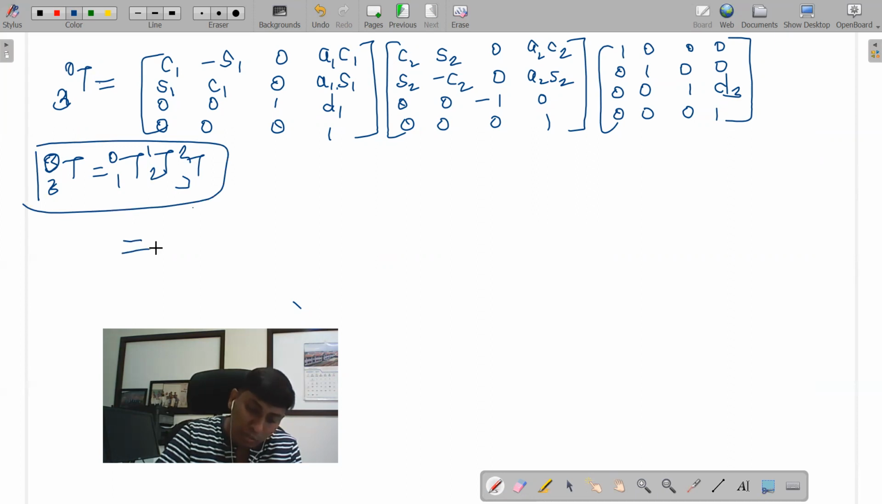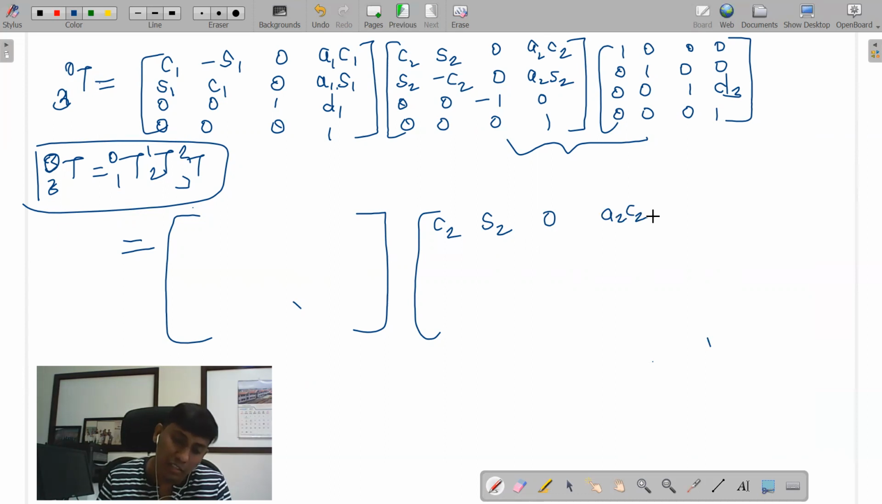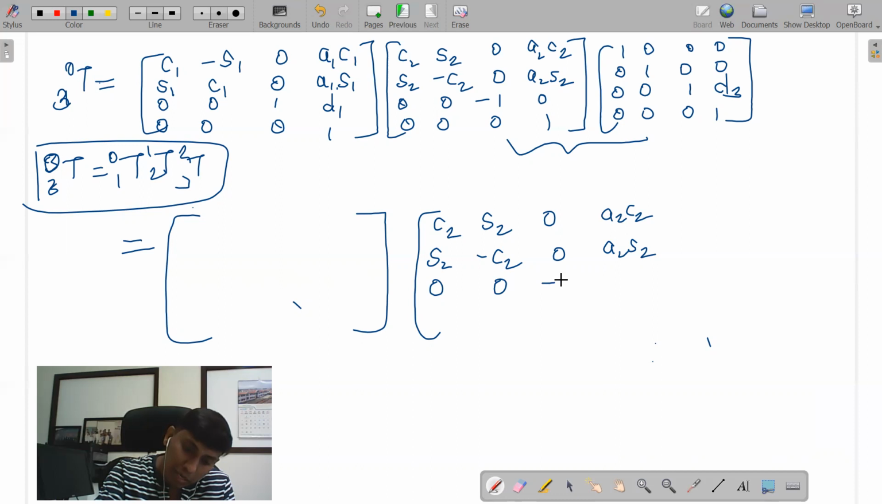Okay, now I want to multiply. I can keep this and multiply these two. First row, first column gives C2. First row, second column gives S2. First row, third column is 0. First row, fourth column, A2 C2 remains. Similarly, second row, first column is S2, then minus C2, second row, third column is 0, and second row, fourth column is A2 S2. Third row, first and second columns are 0, third row, third column is minus 1, and third row, fourth column is minus T3. And you can see it becomes like this.